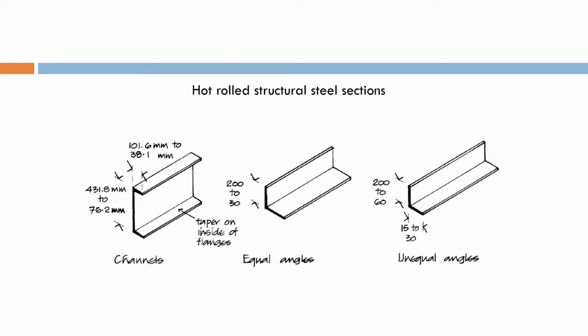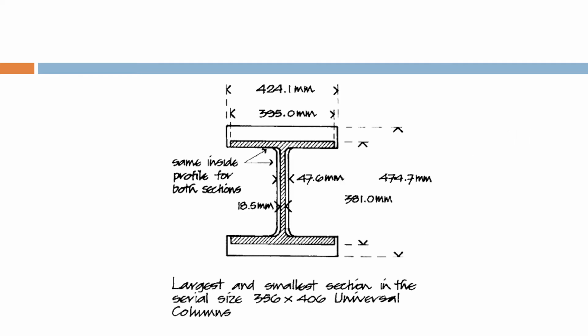Now this is a channel or a C-section. It looks like this. The second one is an equal angle. So this distance is equal to this, and the third one is an unequal angle in which this may be longer and this may be shorter. Now this can be custom made, it can be made out of a channel, but it is made as per need or used as per need.